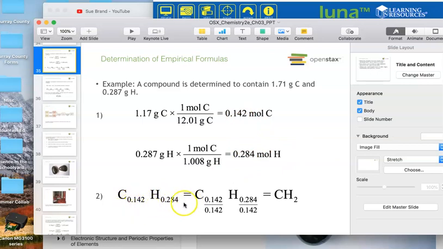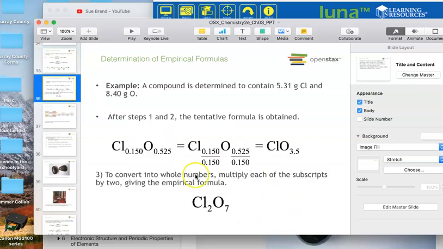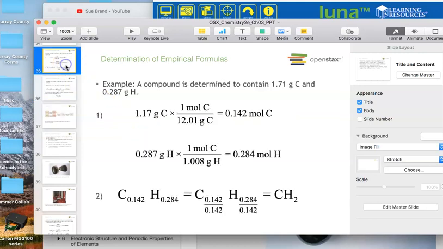So here we have the number of moles for carbon and hydrogen, and because carbon has the fewest number of moles, we're going to divide by 0.142 for both of those. So we divide by the smallest, okay, and then we multiply to a whole. In this case, we have a 1 and 2, so it's already whole, so you don't have to do that second step either, because it's already done for you. This is 1, and dividing these two numbers, you're going to get a 2. So in this case, your empirical formula would be CH2.